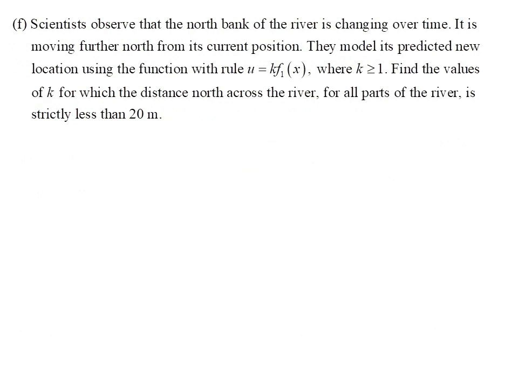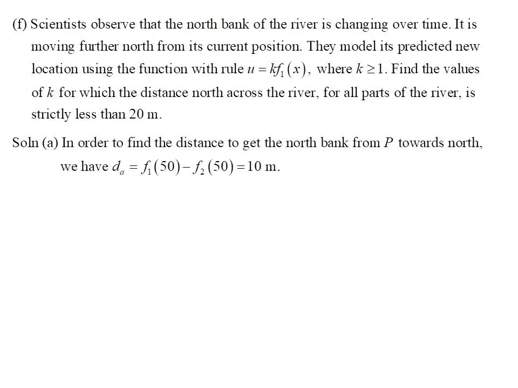In part F, it states that scientists observe the north bank of the river is changing over time. It is moving further north from its current position. They model its predicted new location using the function with rule u equals k multiplies f1 of x, where k is greater than or equal to 1. The question in part F is to find the values of k for which the distance north across the river for all parts of the river is strictly less than 20 meters.